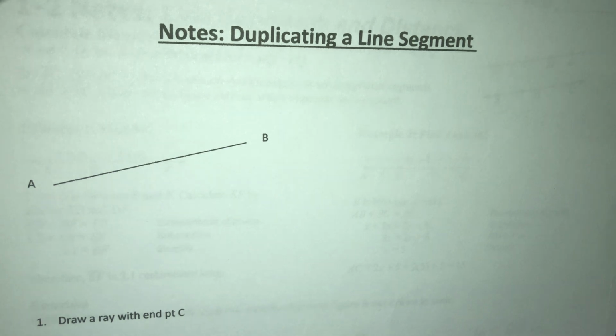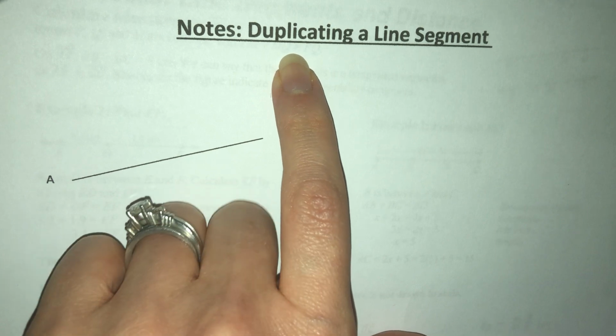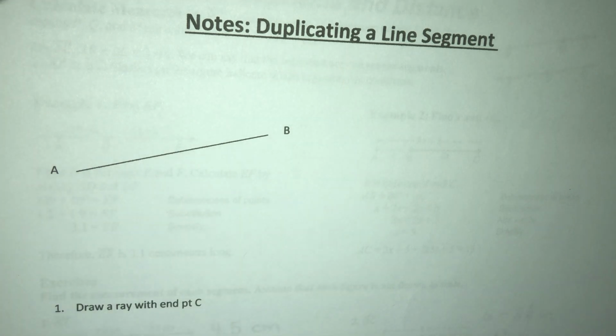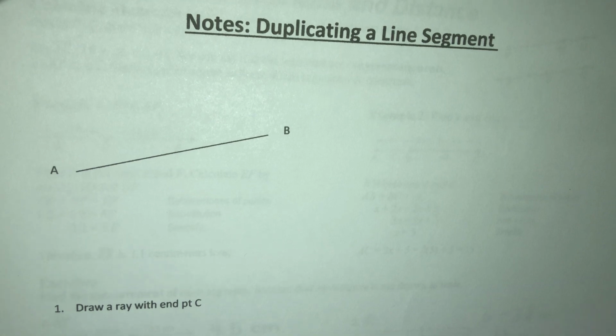But we are going to learn how to duplicate a line segment. This is how the historic mathematicians did this without the use of any computers or technology, making very accurate geometric drawings. So it's sometimes kind of interesting to see how we can make these pictures, because a lot of important information can be deduced from a very careful geometric drawing.